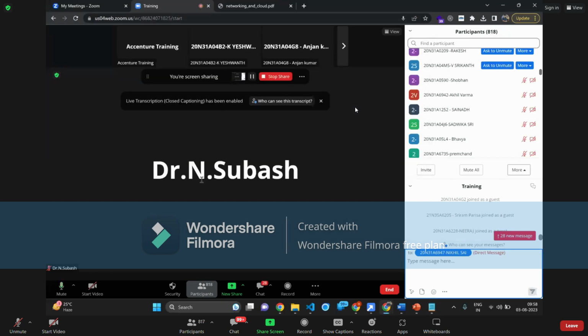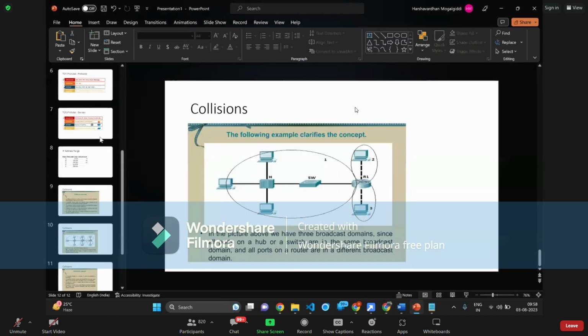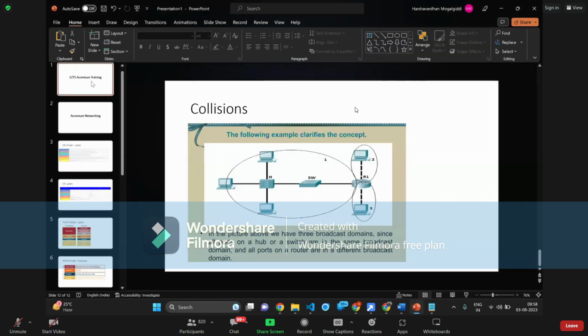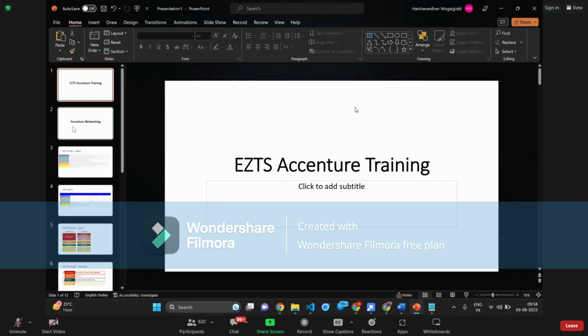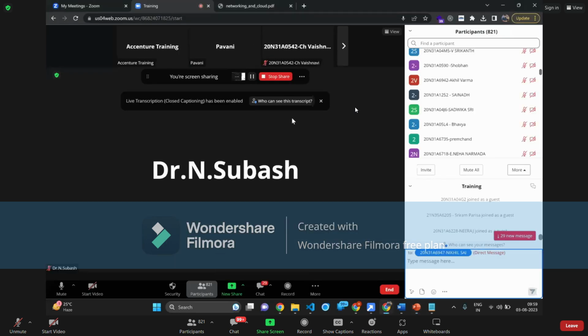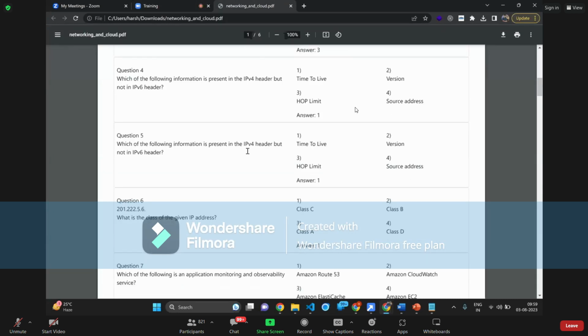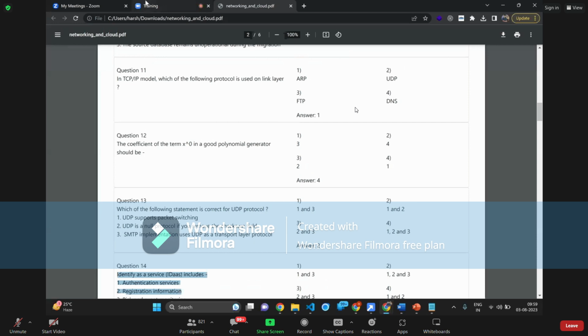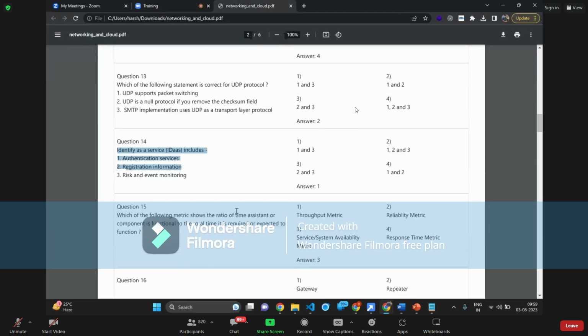Now let us move to the meatier part of the discussion, that is your Accenture networking. So we are here to discuss further from now on for the next 2.5 hours. You and me shall be discussing Accenture networking and cloud security. I've got a lot of questions here with me. Let me examine one by one.